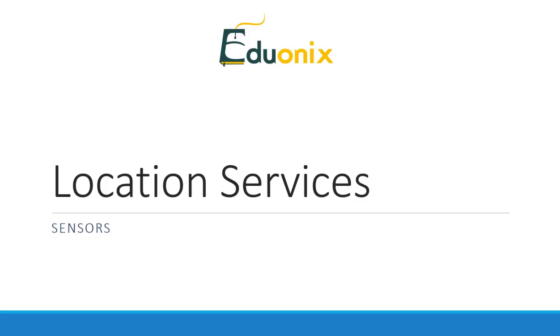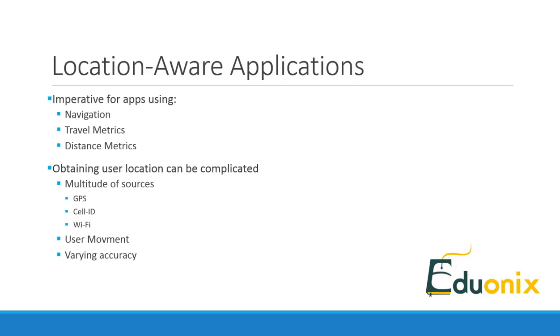In this lesson, we'll cover several options for determining a user's location. With the growth and popularity of mobile devices, a trend has arisen for location-aware applications. Most mobile devices allow for a multitude of ways to determine the user's current location, and this information can be very useful for a wide array of applications.